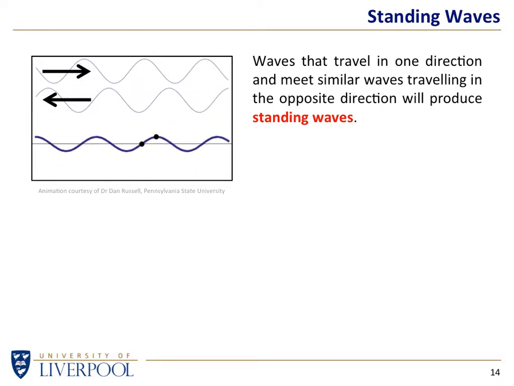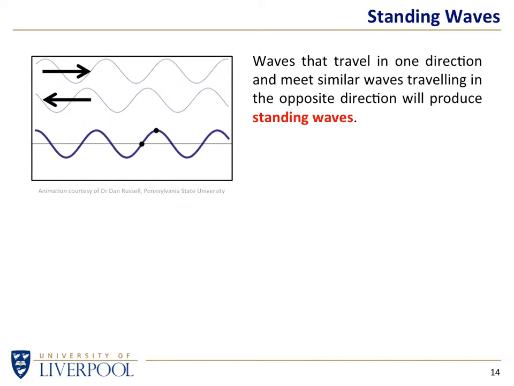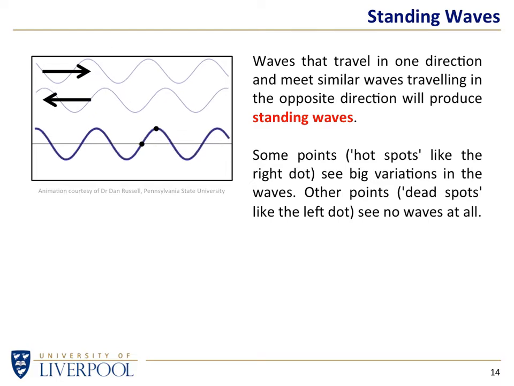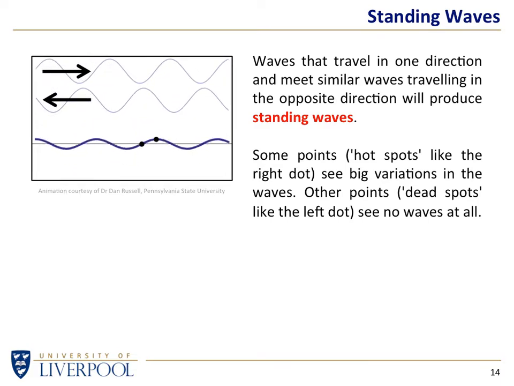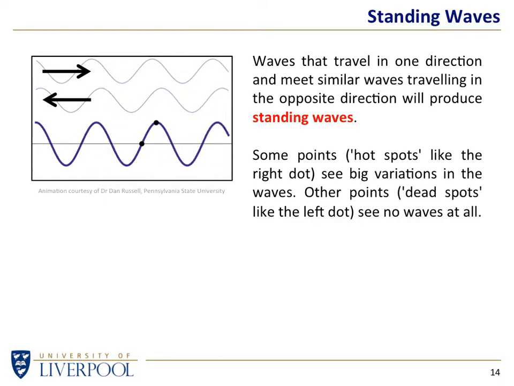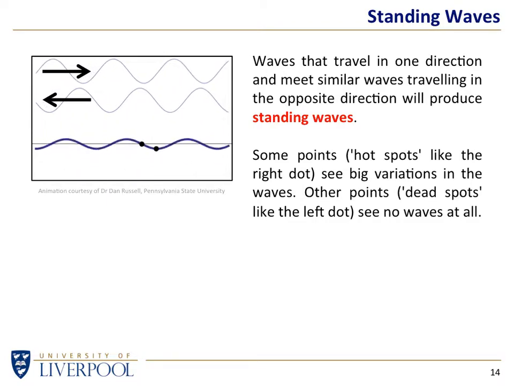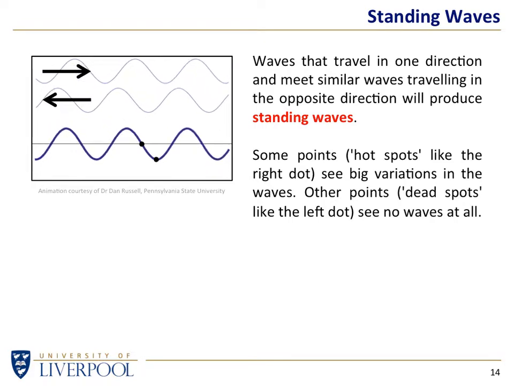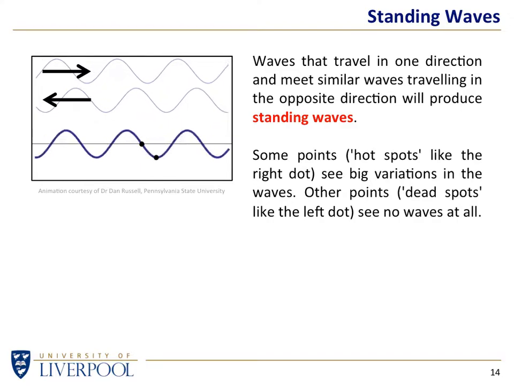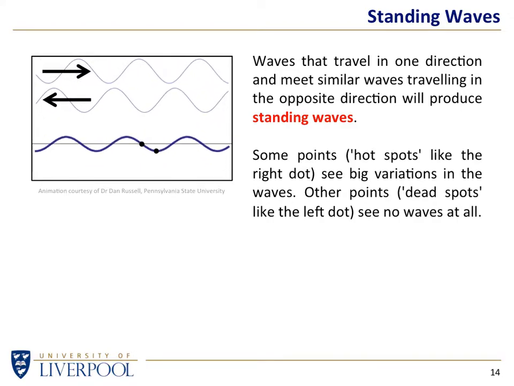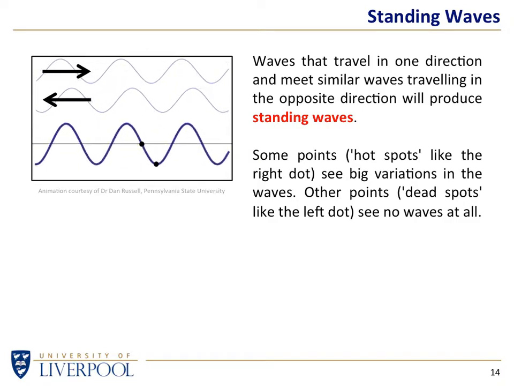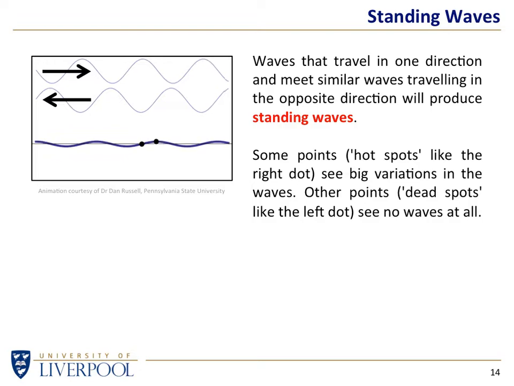So you can see it is changing, and we've got two black dots there, which we're interested in. And if we observe what's going on, the dot on the right, for instance, experiences a big change in the size of this wave. Whereas the dot on the left doesn't see anything at all. As far as it's concerned, there are no waves passing by because it doesn't see any rise or fall in the water level, or it doesn't see any of the light wave passing by. So there are dead spots and there are hot spots.